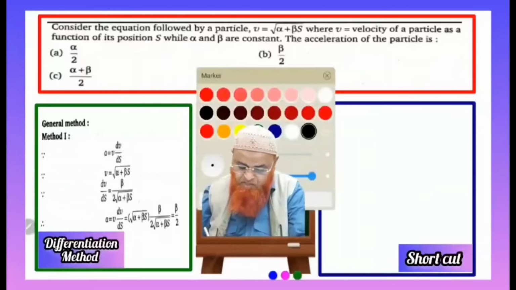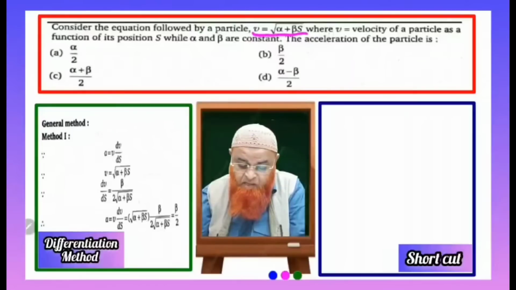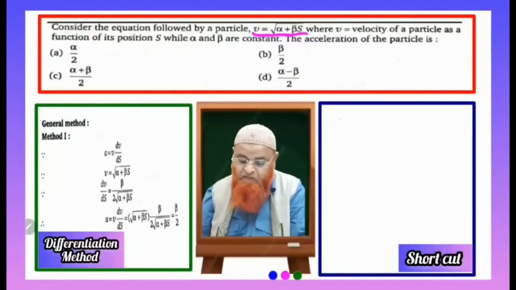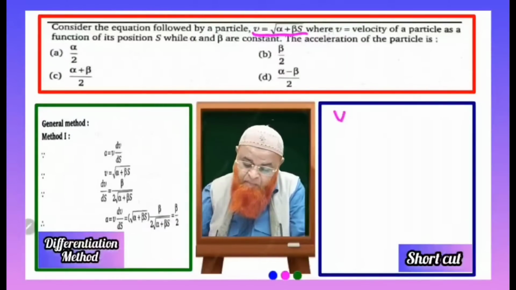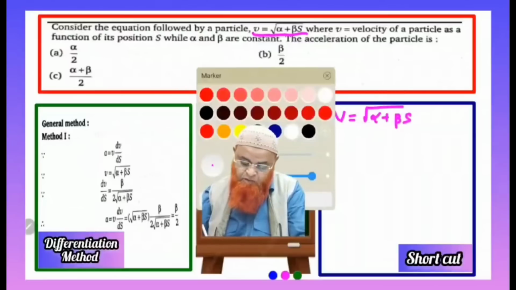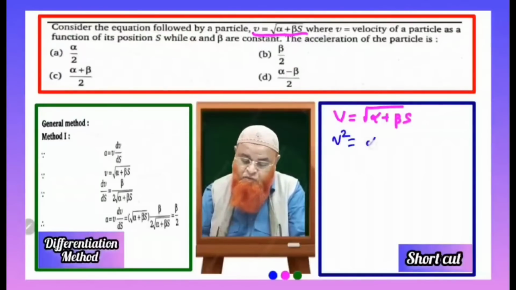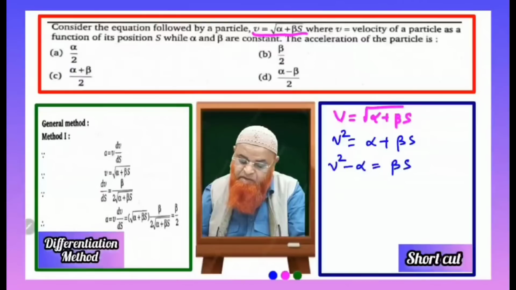Try to read the question and understand what he is going to explain. You just see what is given here. He has given the value of V. What is the value of V? V is nothing but square root of alpha plus beta s. Then how are you going to solve this problem? Squaring on both sides, V square is equal to alpha plus beta s, and V square minus alpha is equal to beta s.